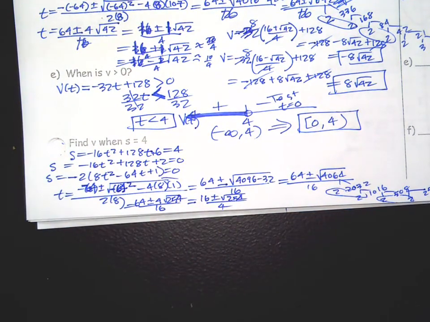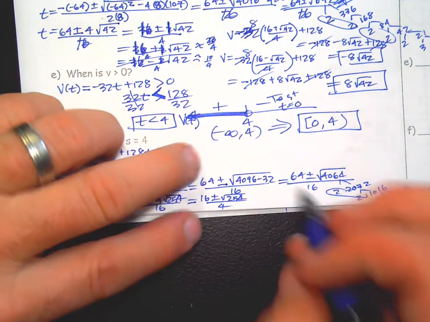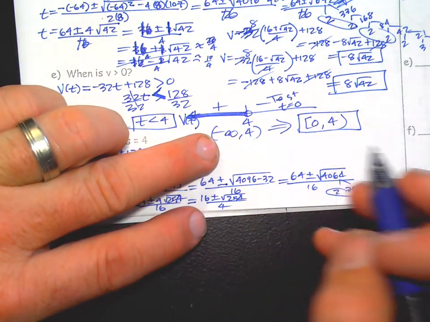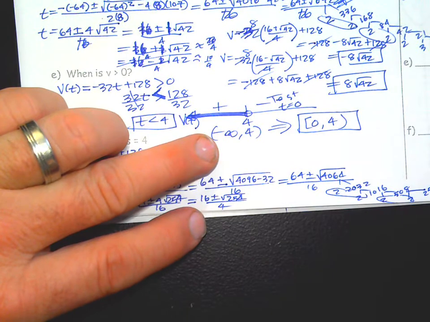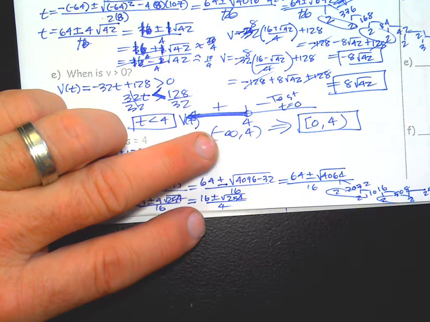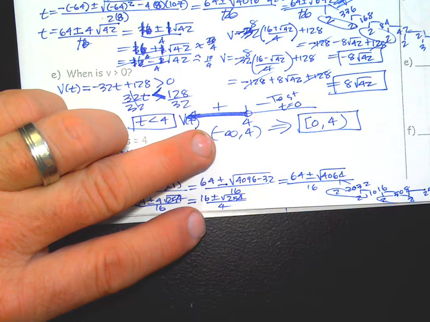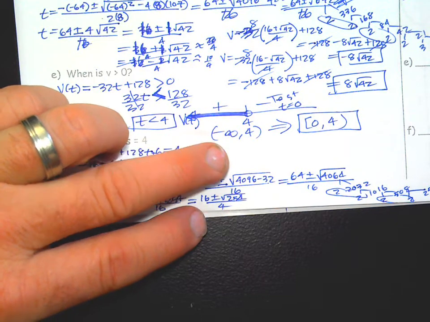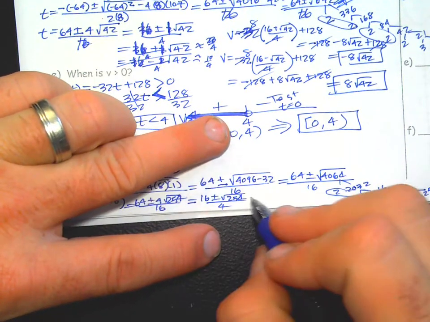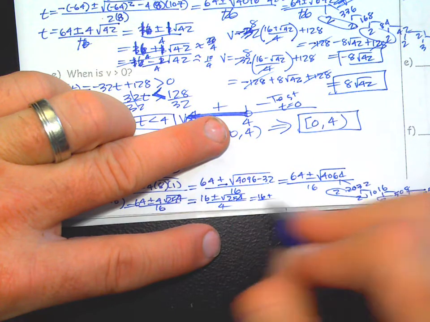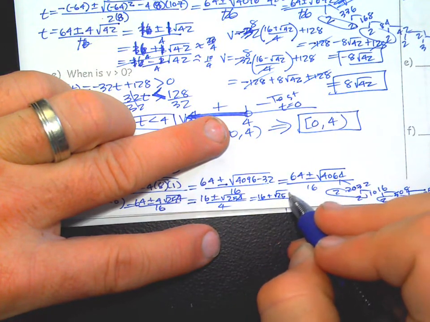In this case, I think the negative answer is still okay, because 15 squared is 225, and 16 squared would be 256. So it's definitely less than 16. So I guess we're going to have two answers. We're going to have 16 plus and 16 minus.